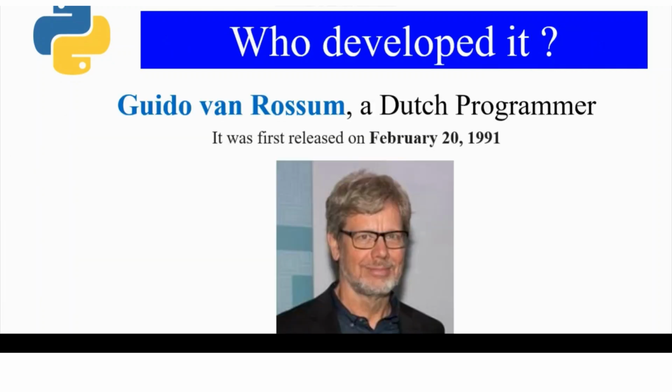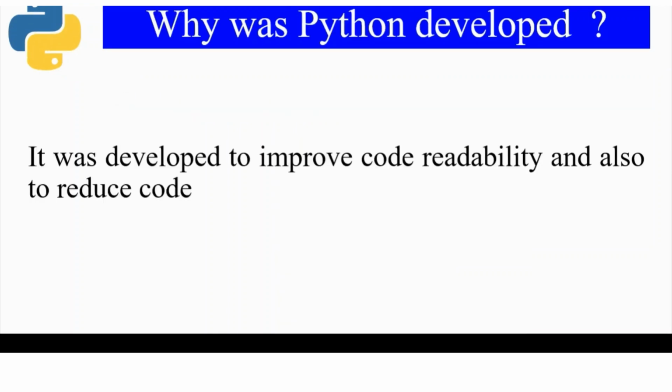Who developed it? Guido van Rossum, who is a Dutch programmer, developed Python about 30 years ago. And what was the sole purpose of Python? The inventor wanted a simpler language, and he came up with the Python language, which improves code readability and also helps to reduce the number of lines a code has.